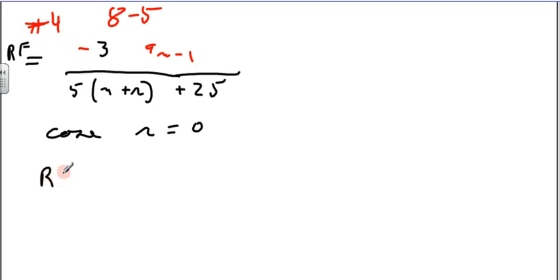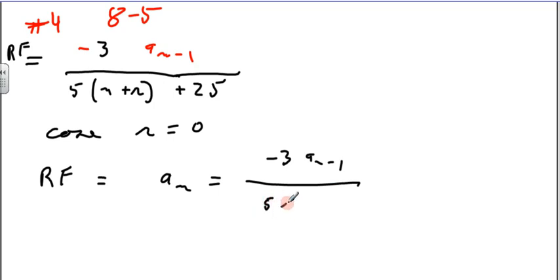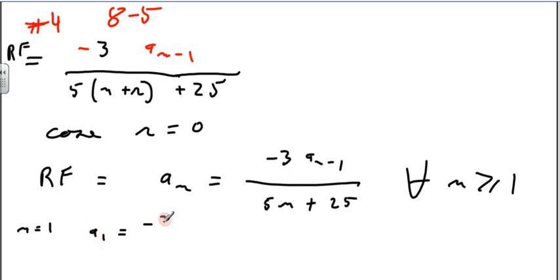Okay, so recurring formula becomes a n is equal to minus 3 a n minus 1 divided by 5n plus 25, r is 0, for all n greater than or equal to 1. So at n is equal to 1, I've got a1 is equal to minus 3a0 divided by 30, also known as minus a0 over 10.